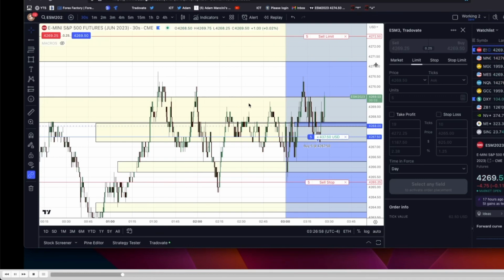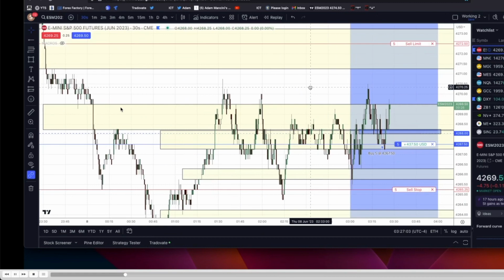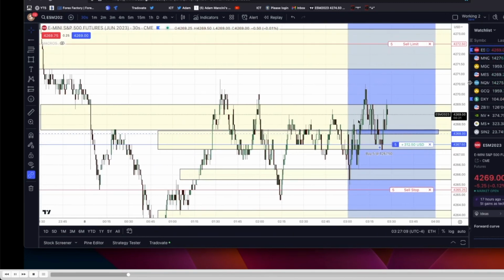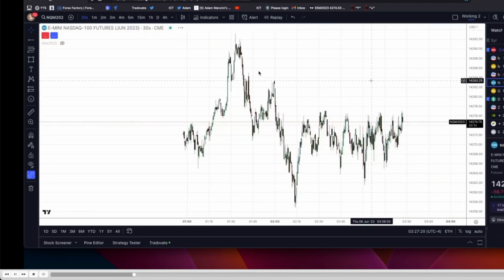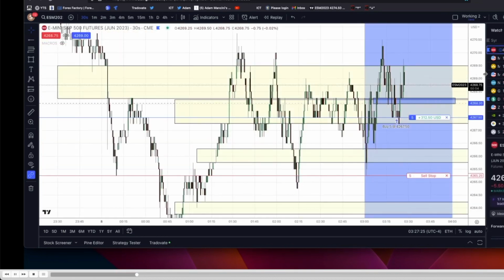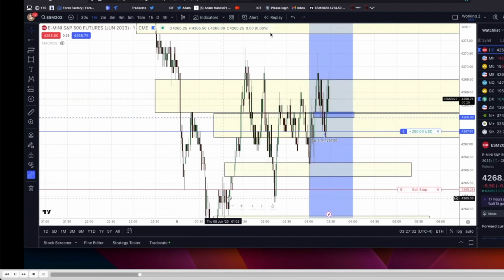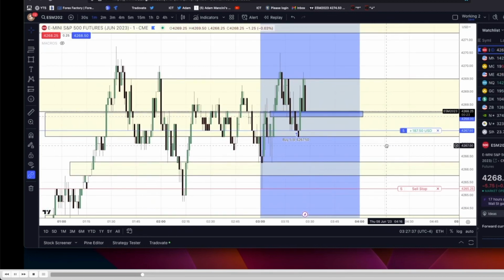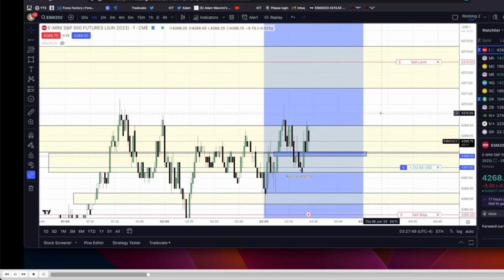These beige squares are 5-minute fair value gaps, so I think it's going to go above these double highs, reach into this fair value gap to get my 5 handles.